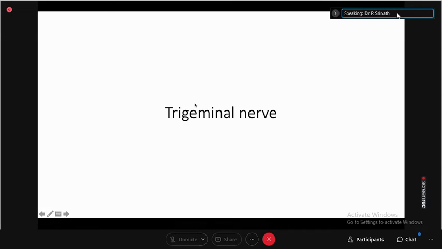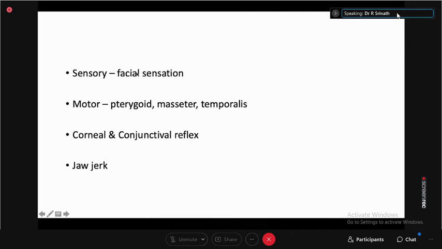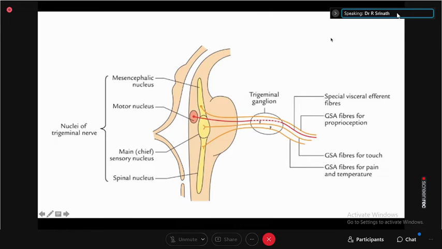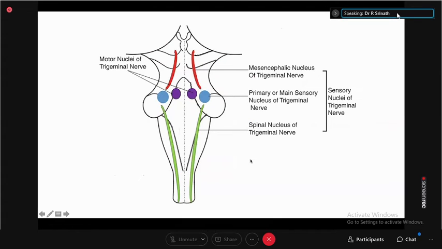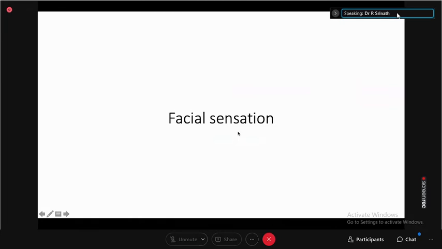Now coming to the trigeminal nerve. Trigeminal nerve examination includes sensory, motor, corneal and conjunctival reflex, and jaw jerk. The trigeminal nerve has various nuclei. One is of course the principal sensory nucleus, which is also called the main sensory nucleus. Then there is a spinal nucleus, which actually goes down up to the cervical spine also. Then there is the mesencephalic nucleus and the motor nucleus. So it has various actions accordingly and each of them is tested separately. The sensory nuclei include mesencephalic, main sensory as well as spinal nucleus, whereas the motor nucleus is only single.